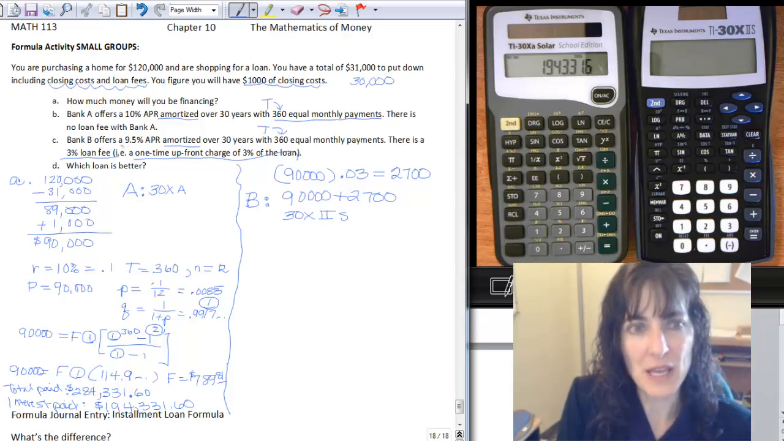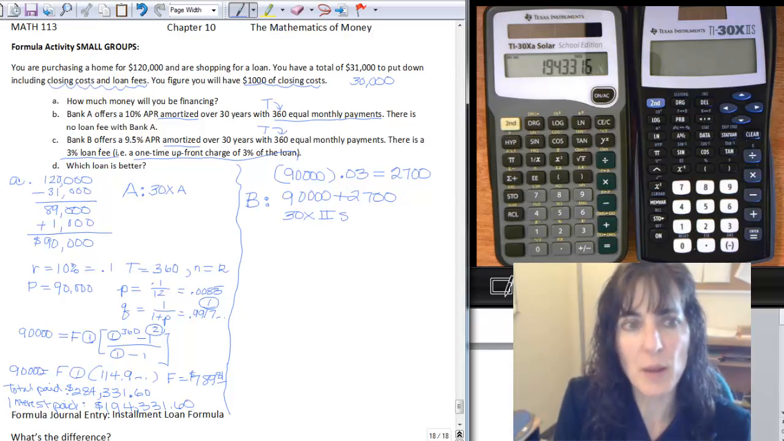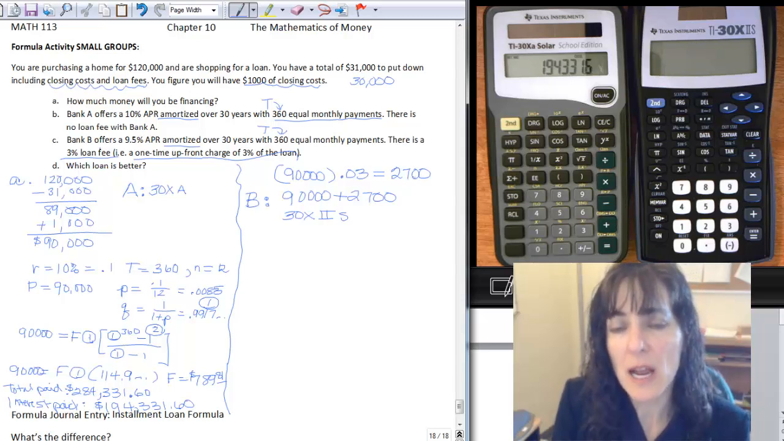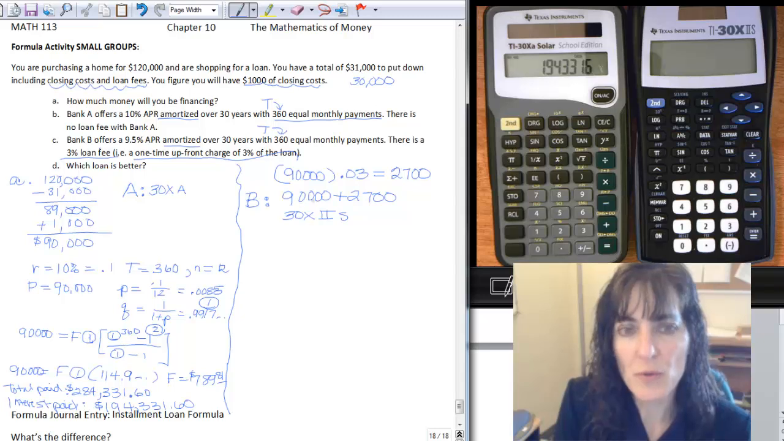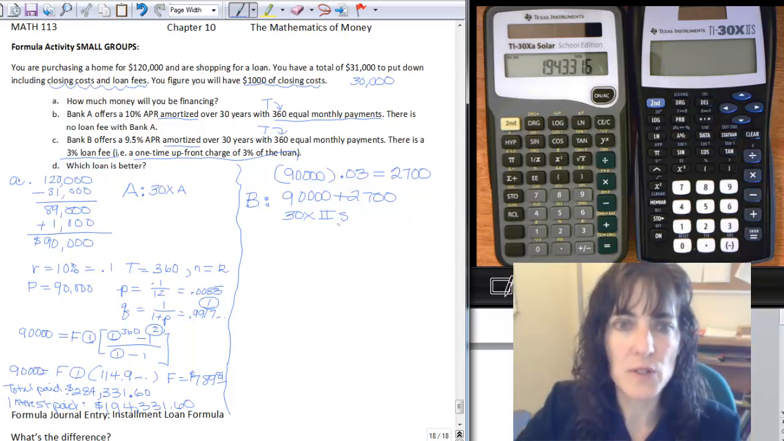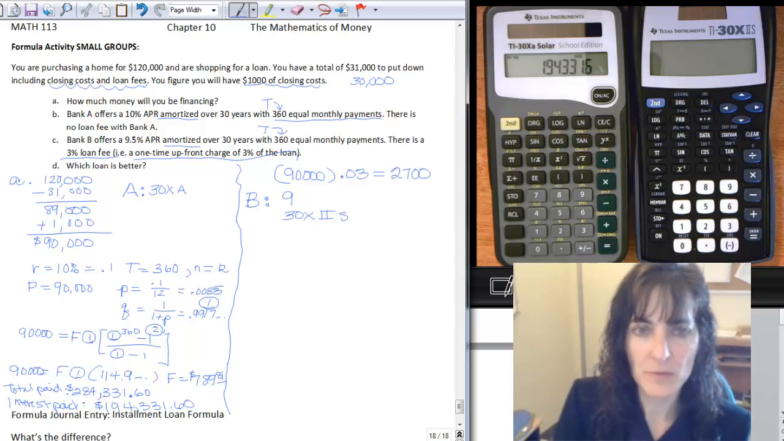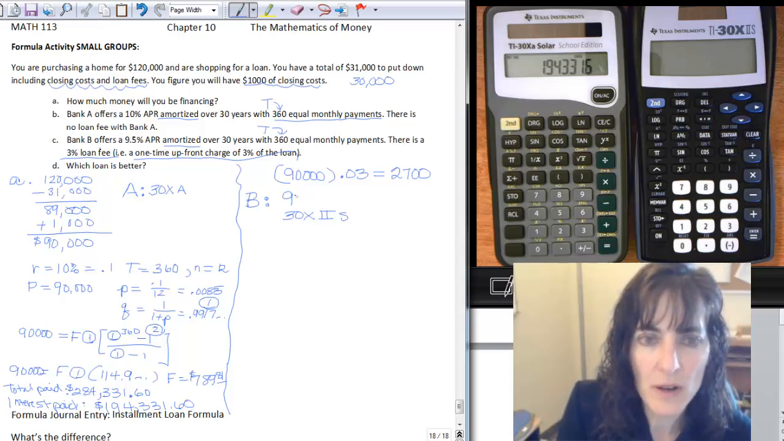So Bank B, we have a 9.5% APR amortized over 30 years with 360 equal payments. There's a 3% loan fee, an upfront charge of 3% of the loan. We found that by taking 0.03 times the 90,000 and came up with 2,700. So if I add those two together, 90,000 plus 2,700, I'm going to have 92,700 for my loan amount.